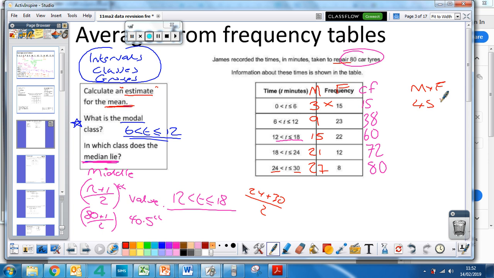For this one, we have 23 repairs in this interval. We've taken the middle value of 9, so 23 repairs taking 9 minutes each. 23 times 9 gives us 207. Here we have 22 repairs taking 15 minutes each. That's going to be 330 minutes worth of repairs.